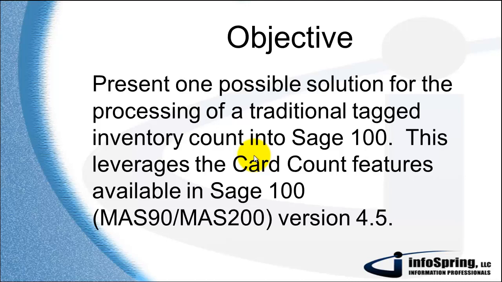The current issue with data entry is that there really is no place for tag entry, and if you use the traditional physical count entry, only one entry is accepted per item number. So with the new version of Sage 100, version 4.5, you will be able to process tags as well as create controls for those tags.